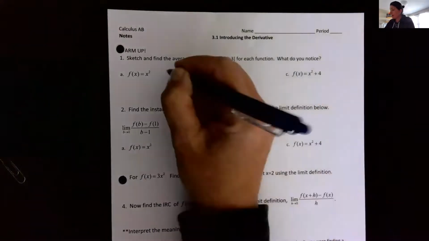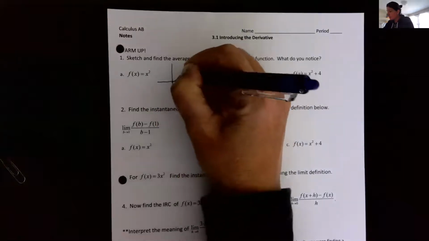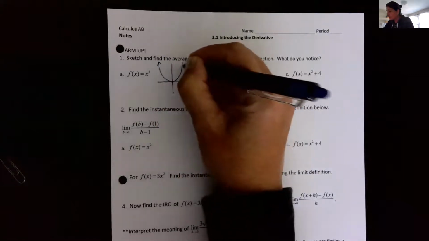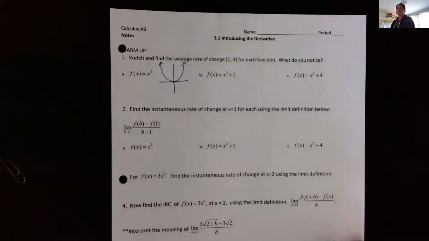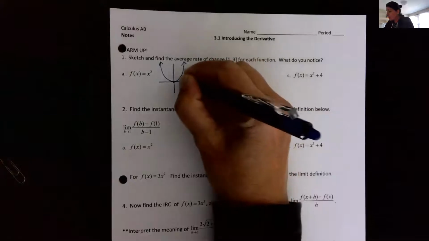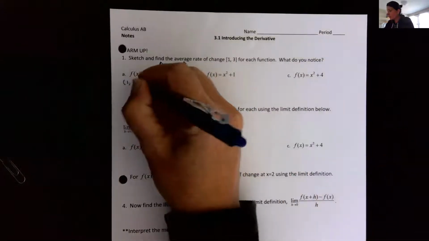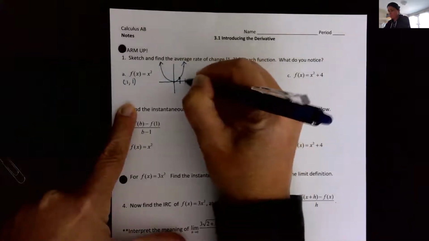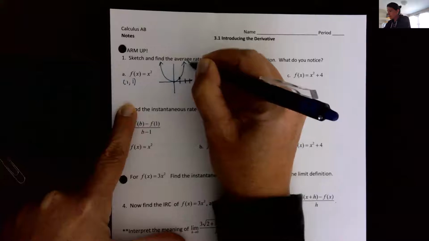It says sketch and find. So if we sketch an x squared graph, right, we want to find the average rate of change from 1 to 3 for each of the functions. So at 1, we're at 1, right? So that's 1, 1 would be one of those points. And if we went all the way to 3, we'd be at obviously 9.